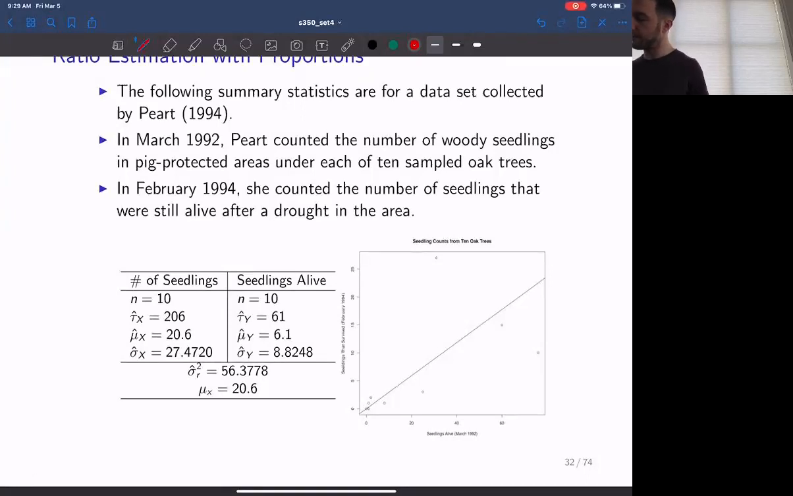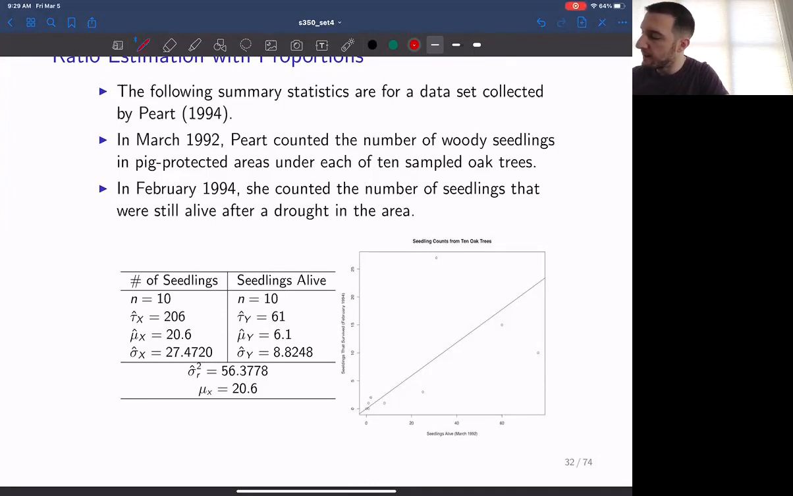All right, so what's interesting about this illustration is the ways that you can view the data. Again, we're measuring a count, so we have the total number of seedlings across all of these 10 trees. In the summary statistics, for seedlings alive in 1992, you have 10 trees and a total of 206. That 206 is the total number of seedlings she observed across these 10 trees. We've computed an average from this, which implies the average number of seedlings per tree.